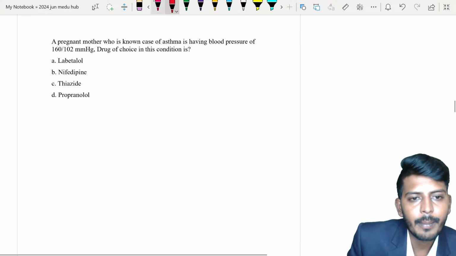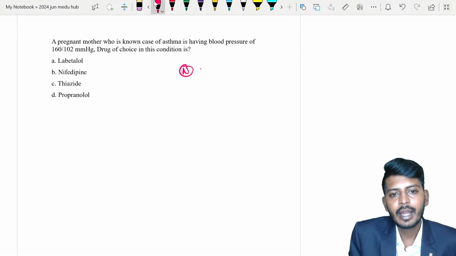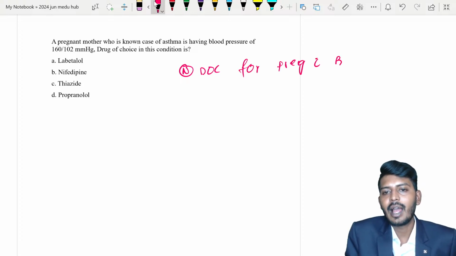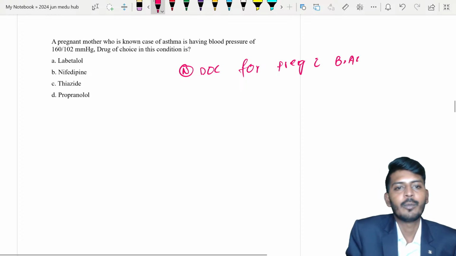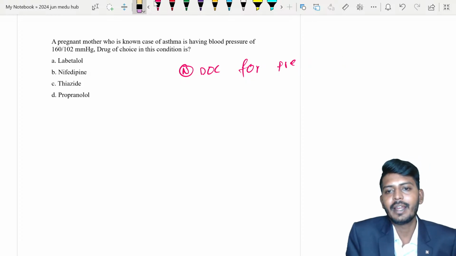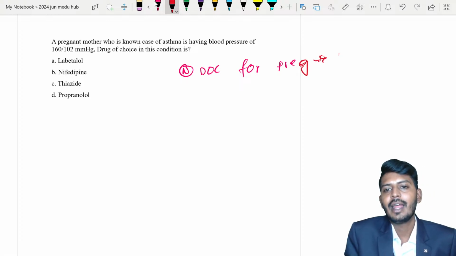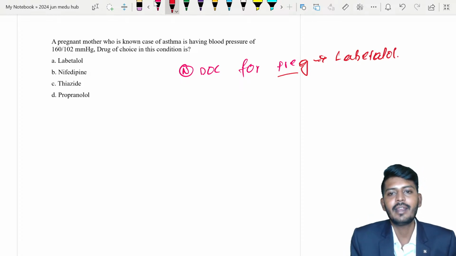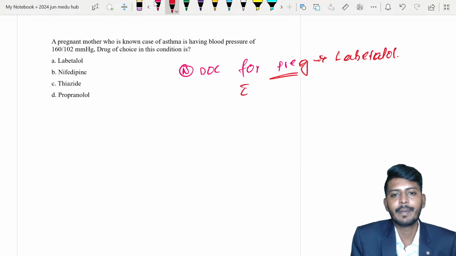Okay. So normally, the drug of choice for a pregnant female, without bronchial asthma, pehle dekhte hain for the pregnant female. Of course, it is labetalol. Which drugs are the drug of choice? In normal pregnancy with hypertension, the drug of choice is labetalol.